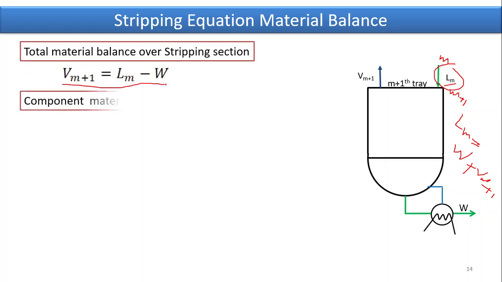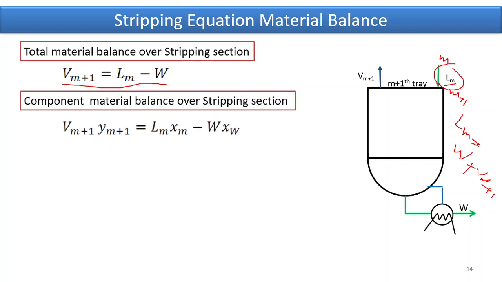So this is the first thing; now go for the component material balance. With respect to the vapor of m plus 1, this is the composition of A in that vapor, Lm is the liquid flow rate, and Xm is the composition of A in the mth tray. W is the bottom product, and Xw is the composition of A in the bottom product. If you multiply these two values, this becomes the flow rate of A in the vapor leaving the m plus 1th tray. This is the flow rate of A in the liquid leaving the mth tray and entering the m plus 1th tray. This is the flow rate of A leaving in the bottom product. So this is the concept of the component material balance.